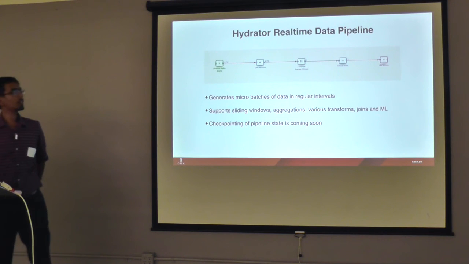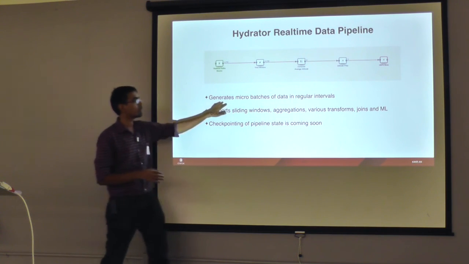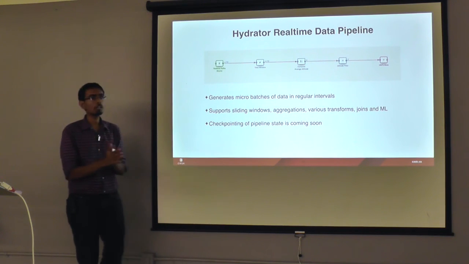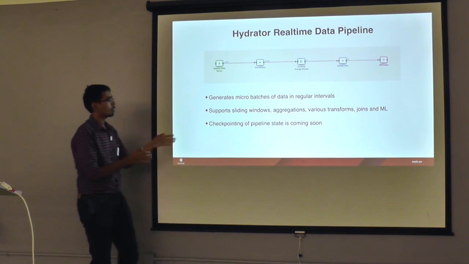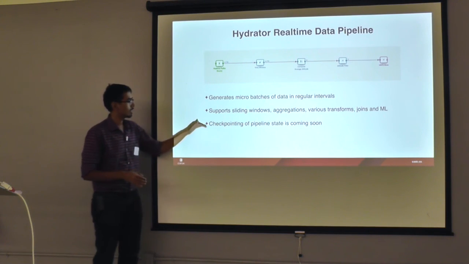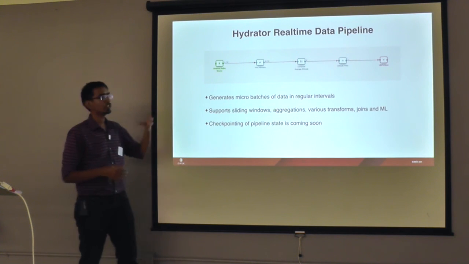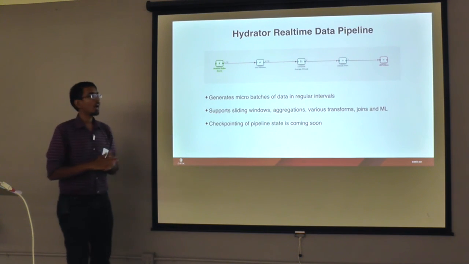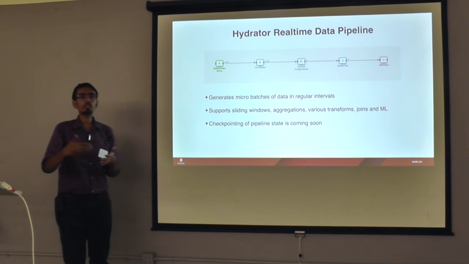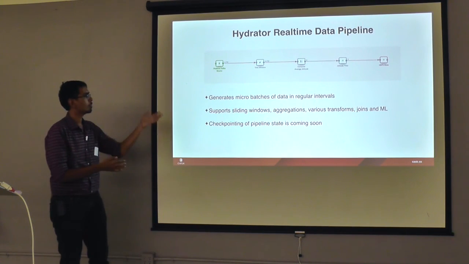This is for the real-time data pipeline case, which is the example that we saw. We are generating micro batches of data at regular intervals, and we support sliding windows and aggregations on various different platforms. Checkpointing of the pipeline state is coming soon. What this means is, let's say I stop my pipeline and start it once again. I want to start up from the Kafka offset where I last read. This feature is coming in the next version.